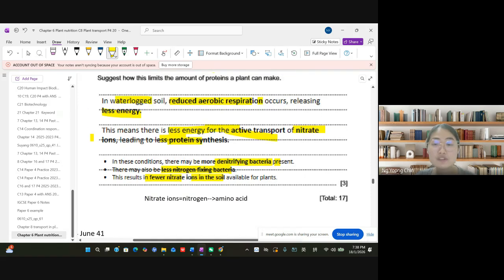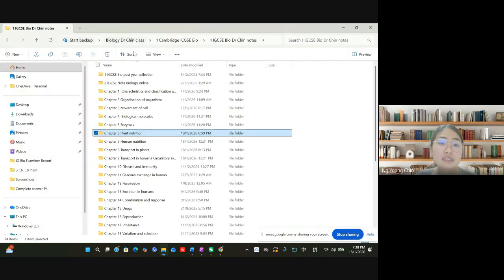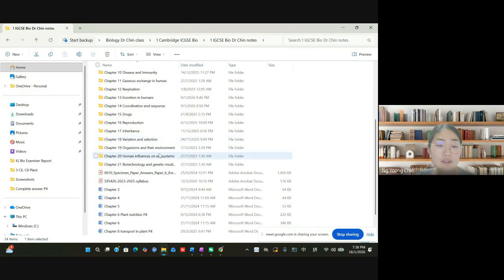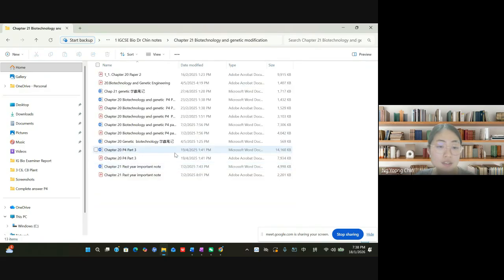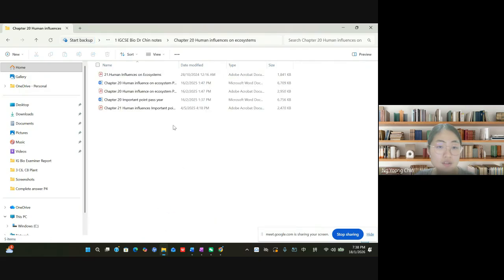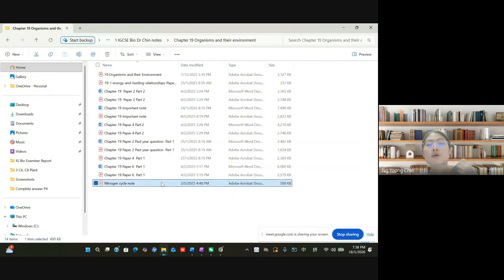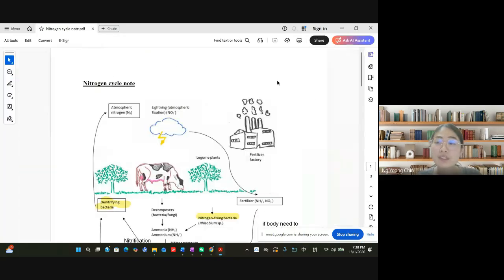And then what do denitrifying bacteria do? Denitrifying bacteria, right, they will help to convert, yeah, which is this one, okay? And also the nitrogen cycle is very important. Where is it? Yeah, this one. Nitrogen cycle. Okay, so this nitrogen cycle is also very important.